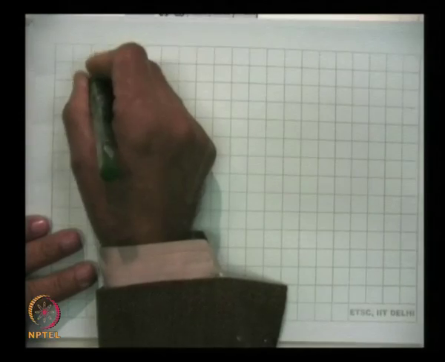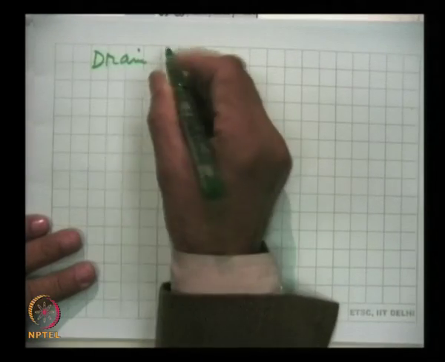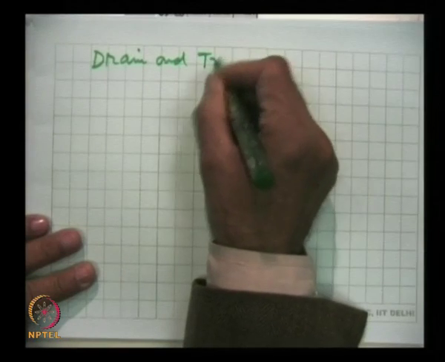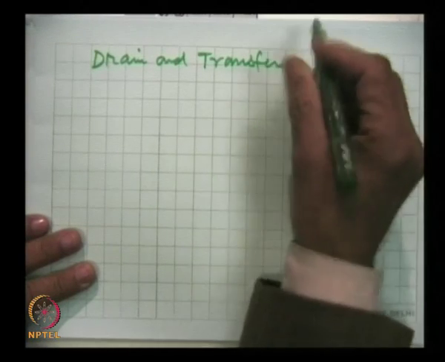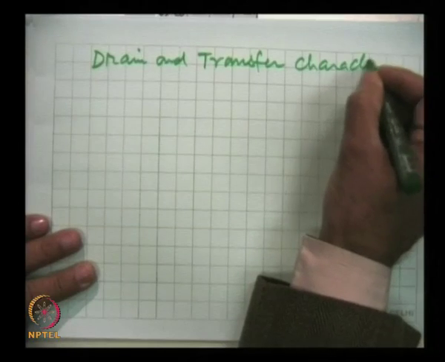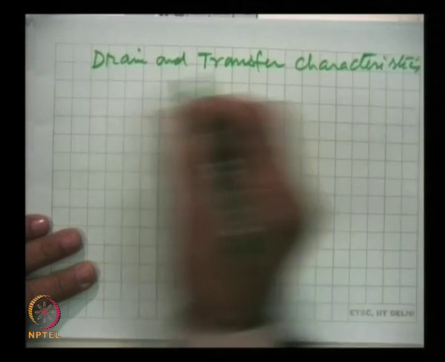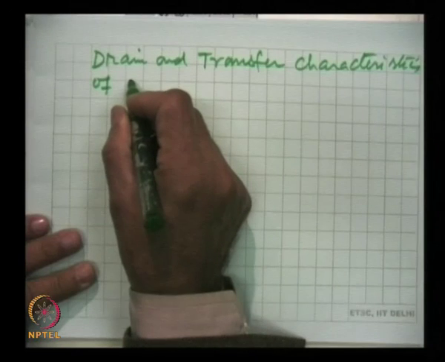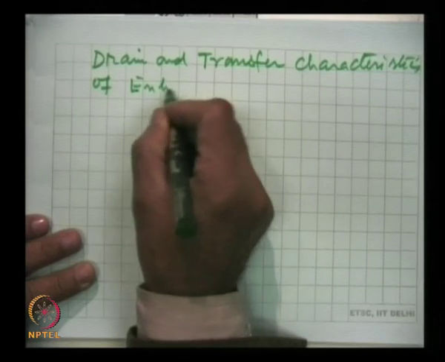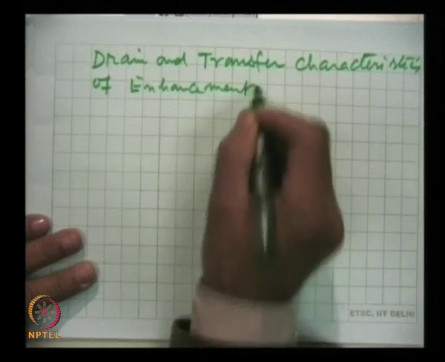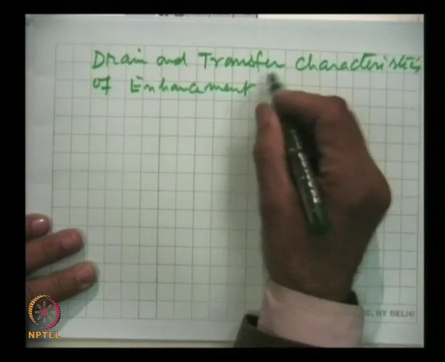Then we go for IV characteristics, that is drain characteristics of the device. Drain and transfer characteristics of enhancement MOSFET.